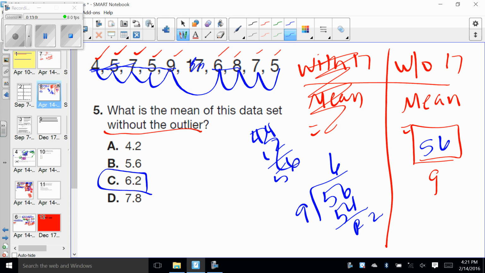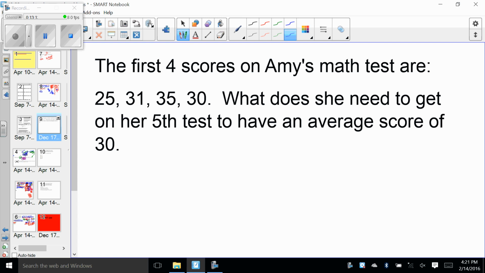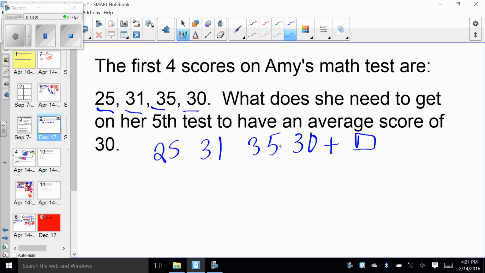All right, moving on to number 6 then. Number 6 is asking, the first 4 scores on Amy's math test are 25, 31, 35, and 30. What does she need to get on her 5th test to have an average score of 30? So same idea, 25, 31, 35, 30, and then she has this unknown test score. What does she need to get to an average of 30? So she's going to divide by 1, 2, 3, 4, 5.